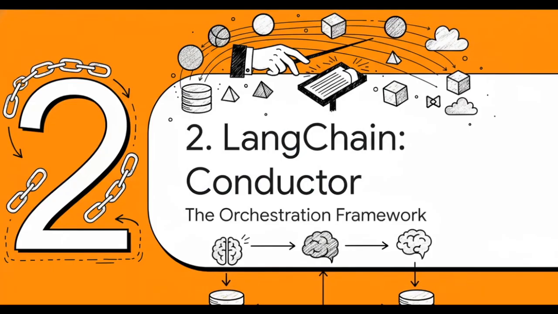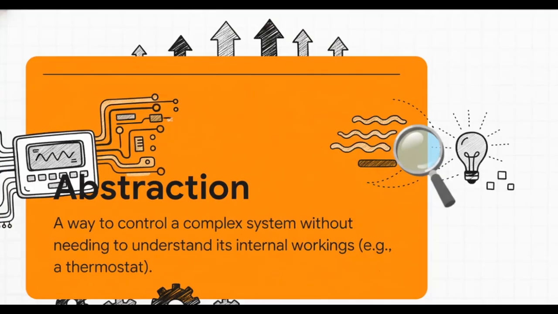And this is exactly where LangChain steps up to the podium. It is the conductor for our LLM orchestra. It's this fantastic open-source framework that's built to, well, orchestrate all these different models and plug them into your data. So, how does it pull this off? Through a really powerful idea called abstraction.